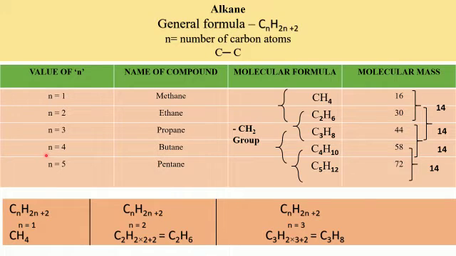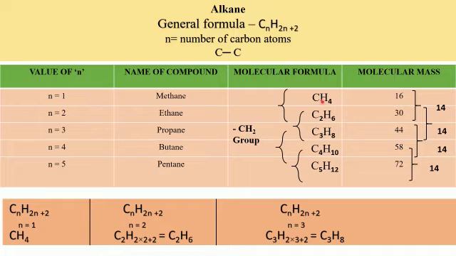Likewise, by substituting the value of n is equal to 4 and n is equal to 5, we will get the next 2 members, that is butane and pentane, with the formula C4H10 and C5H12. Their molecular masses are 58 and 72. So this is one series that we have formed for alkanes.